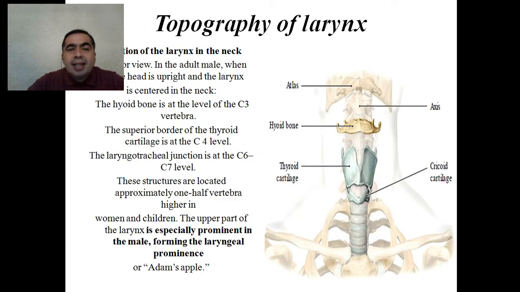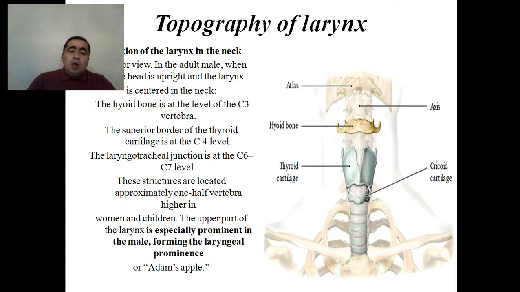Topography of the larynx, which is very important for us. It has several age features and sexual features. Location of the larynx in the neck, anterior view in the adult male: when the head is upright and the larynx is centered in the neck, the hyoid bone is at the level of the third cervical vertebra. The superior border of the thyroid cartilage is at C4, the fourth cervical vertebra level.